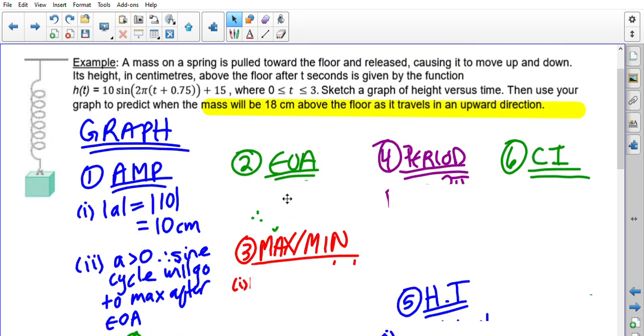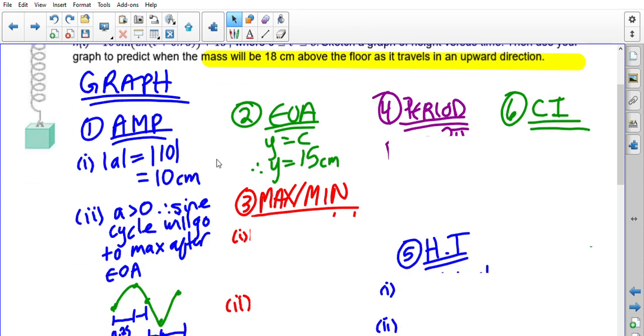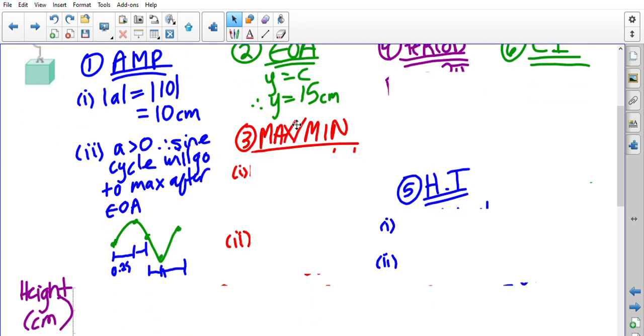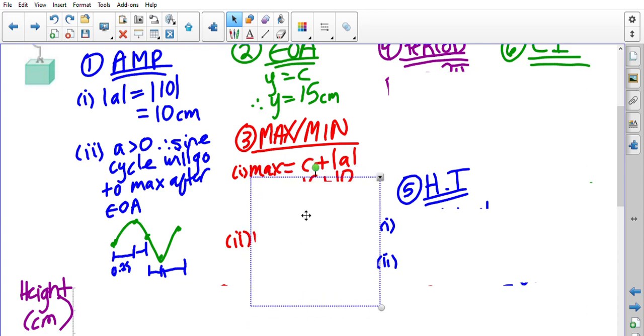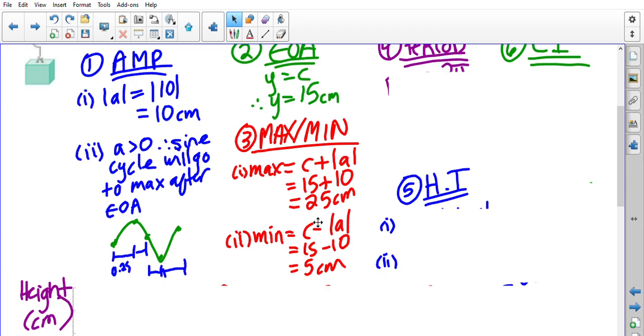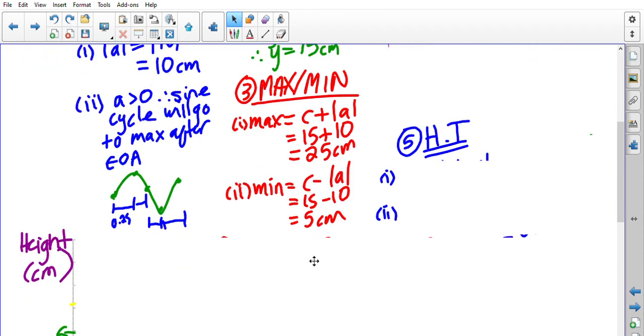All right, the equation of our axis is going to be the C value of the equation, so 15 centimeters. Y equals 15. Our max is going to be C plus the amplitude, so 15 plus 10, so 25 centimeters. And our minimum is going to be C minus the amplitude, 15 minus 10, so 5 centimeters.